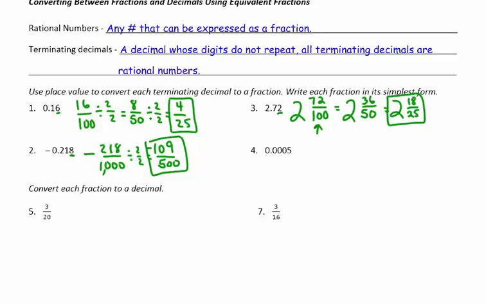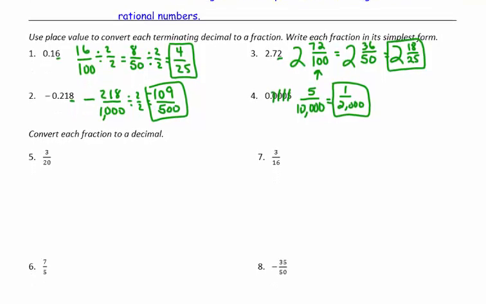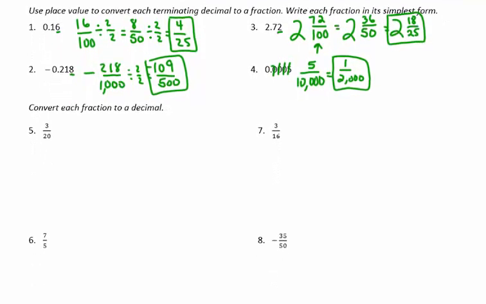And the last one, this is the tenths, hundredths, thousandths, 10,000ths. So this is 5 over 10,000. And I can reduce this one by 5. So this is 1 over 2,000. So you can convert any terminating decimal into a fraction by just simply putting it over the place value of the last digit in the denominator's place.